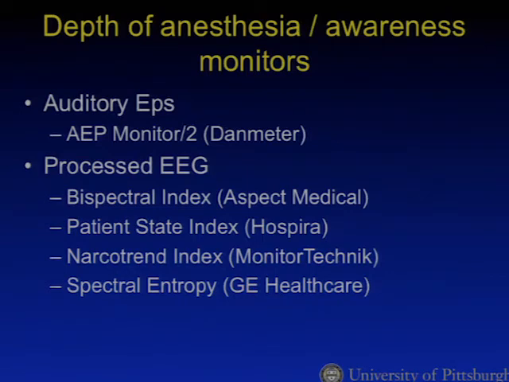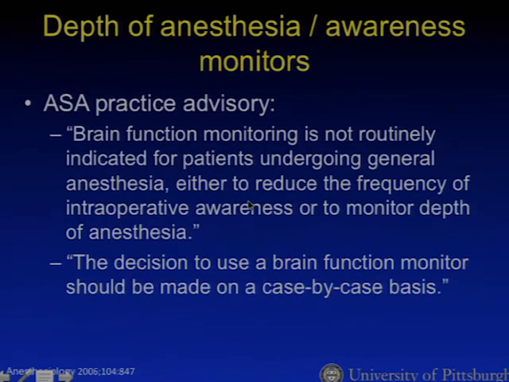The last neuromonitoring topic is awareness monitors or depth of anesthesia monitors, and these fall into 2 main categories as far as what's approved by the FDA: auditory evoked potentials or some form of processed EEG. You're very familiar with this already, no doubt. I just would like to mention that the practice advisory does not routinely call for brain function monitoring in patients undergoing general anesthesia, either to reduce the frequency of intraoperative awareness or to monitor depth of anesthesia, and the decision should be made on a case-by-case basis.